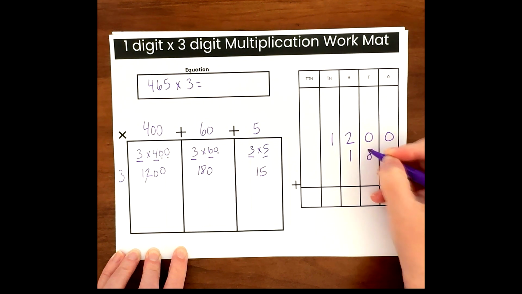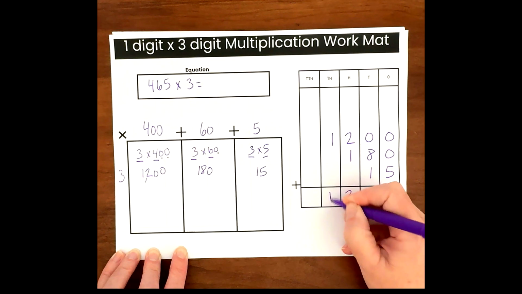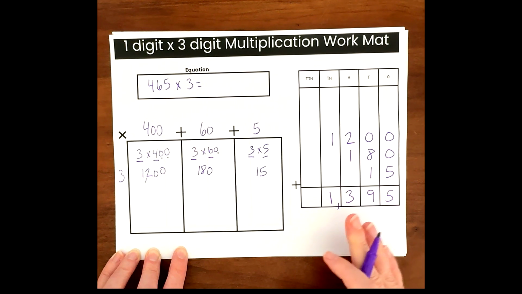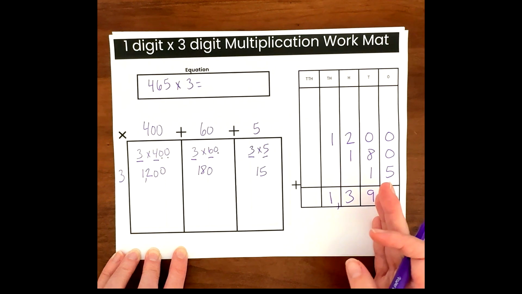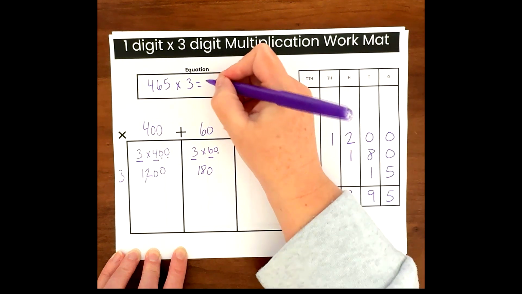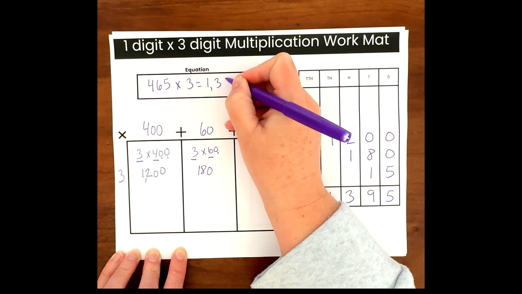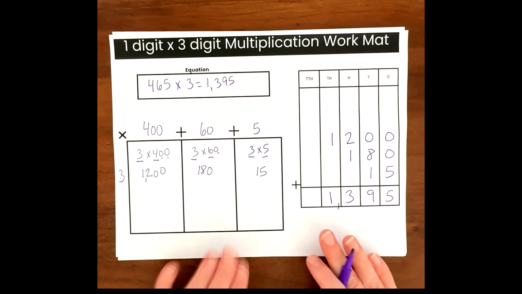Now that I have my partial products, I'm moving them over here to my work mat. 1,200 plus 180 plus 15. Go ahead and add. And again, I'm not going over this, but every single time, where do we start? We start in the ones place. Do I have to regroup? No, I don't have to regroup. Next, I go to the tens place. I verbally talk about the steps all of the time with the children. And then I'm going to go up here and write my product, and that is done.